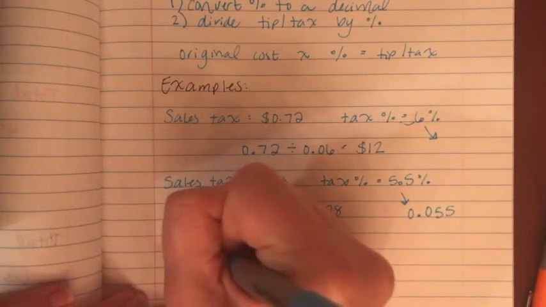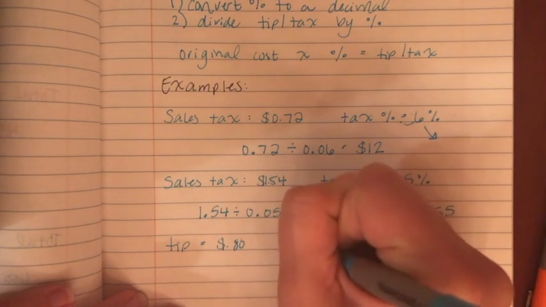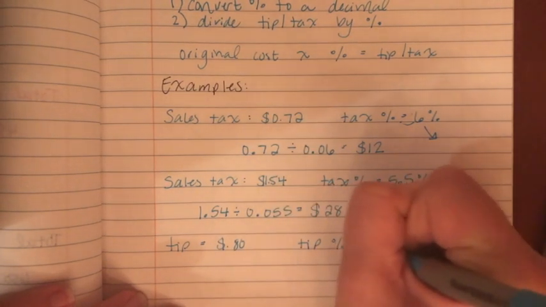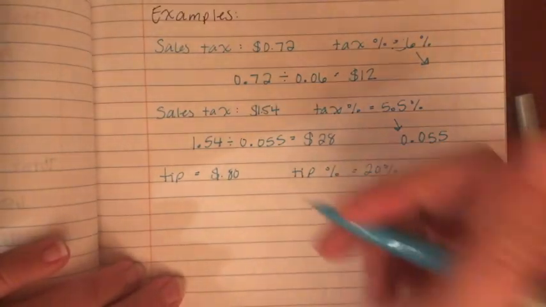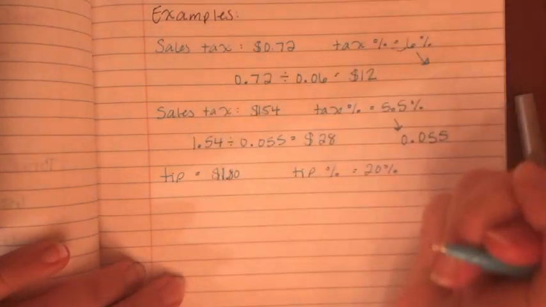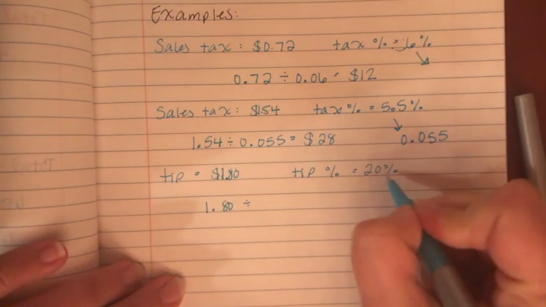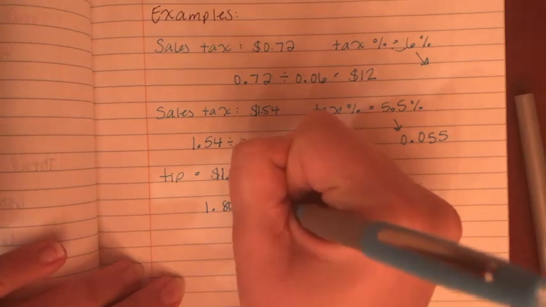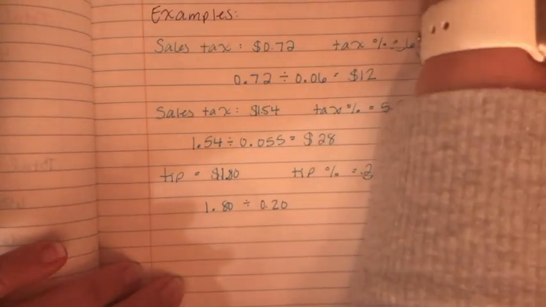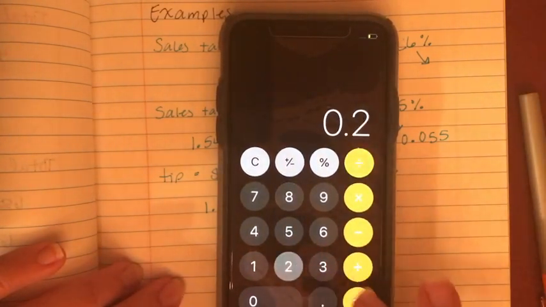So let's say that the tip was $1.80, and the tip percent that I chose to leave was 20%. Same thing, I'm going to do $1.80 divided by 20% as a decimal. So I start at the end, I move it in, I get 0.20 or just 0.2. And now I divide, and my original cost was $9.